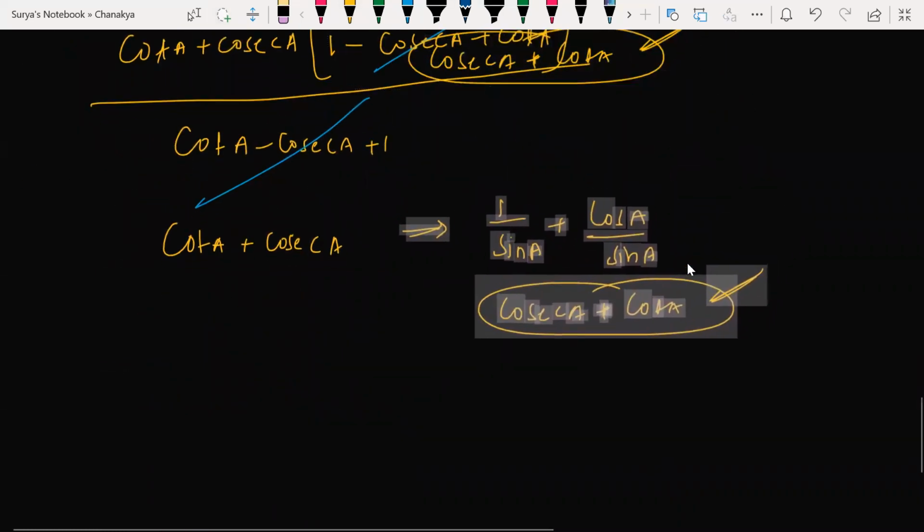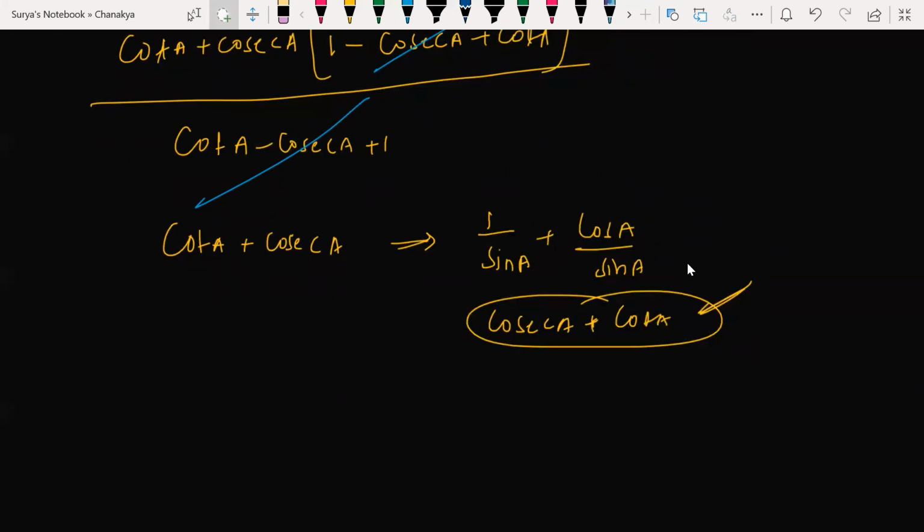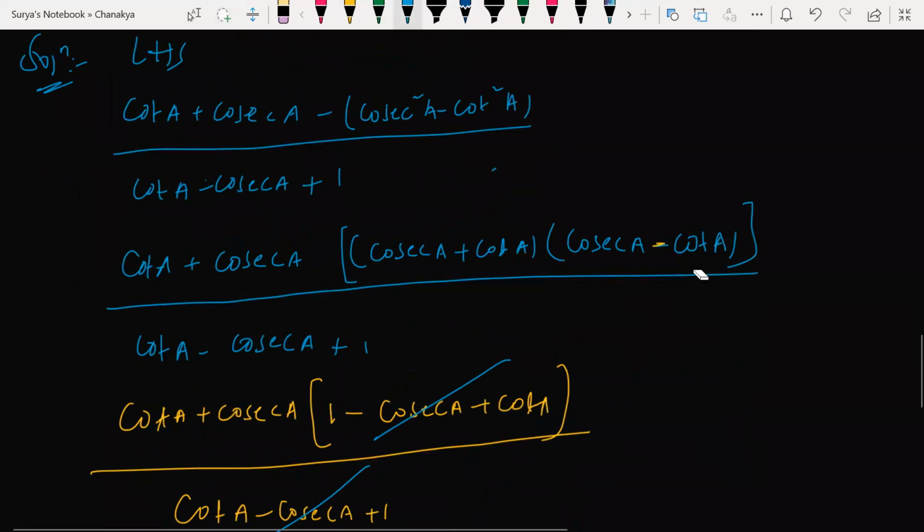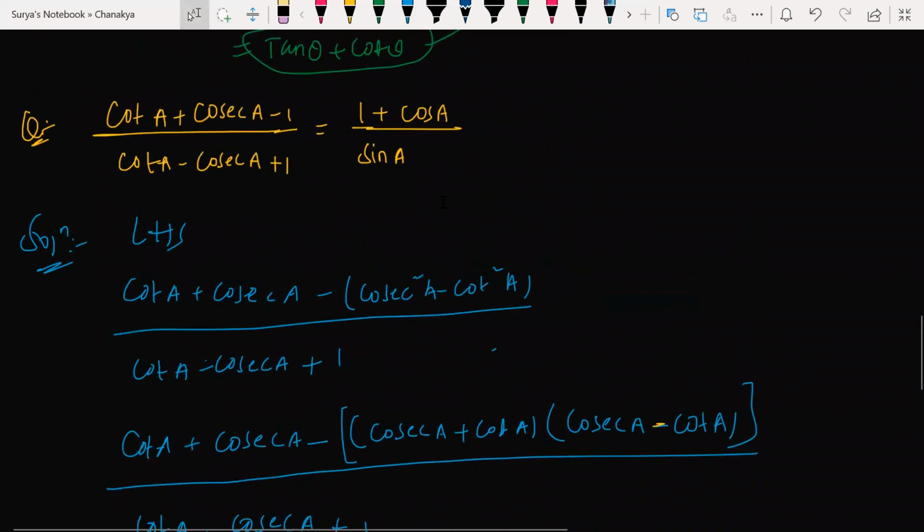Sir, I didn't understand the second step, sir. Okay, which step? So can I explain once again? See, the first step only. Okay, I'll explain it again. Look at this here. What I wrote here is better. See, my idea is to not disturb this. I didn't disturb RHS. I took only LHS.